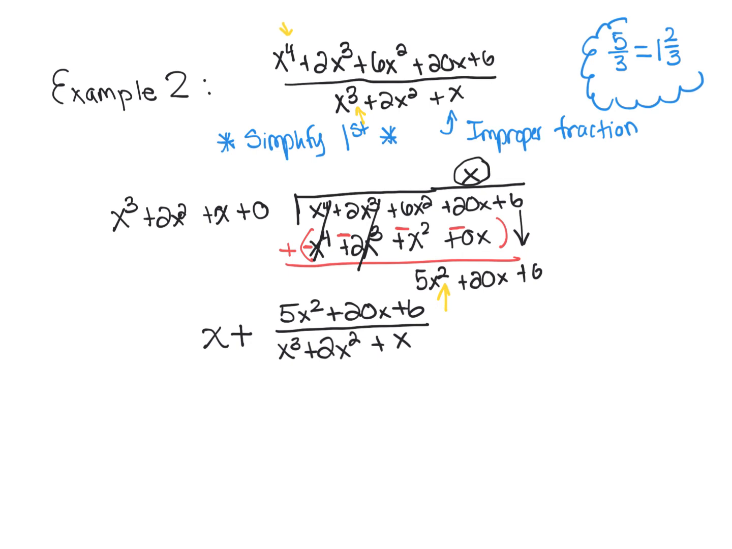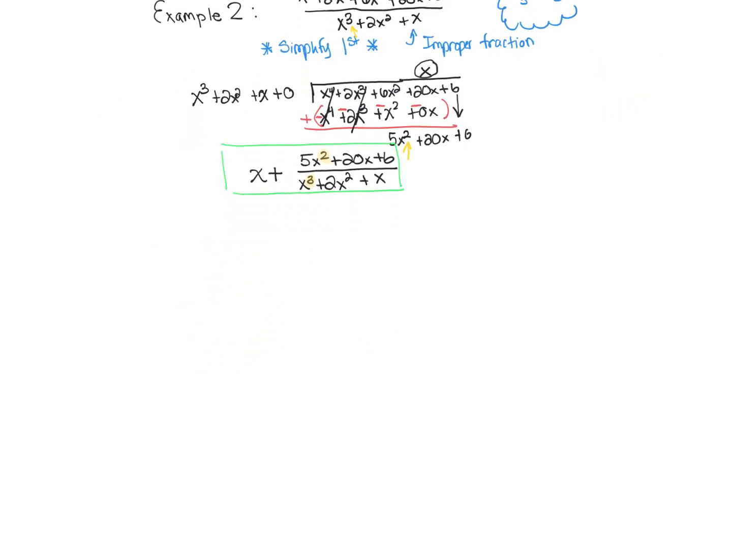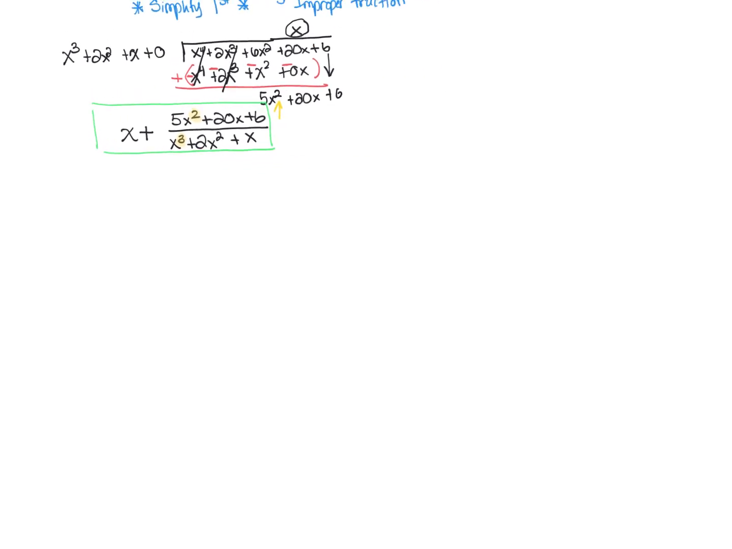Now in my fraction, you can see that my degree of my numerator is smaller than my denominator. So now I am not an improper fraction anymore. Now we can go back to doing fractional decomposition. So when we do the fractional decomposition, we are doing it with this piece right here. Okay, so let's do that.